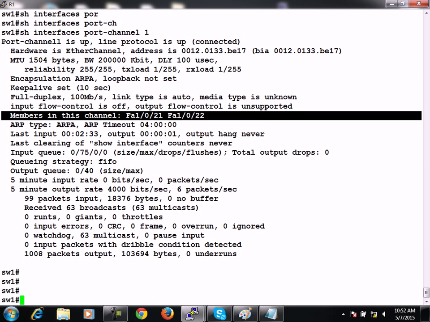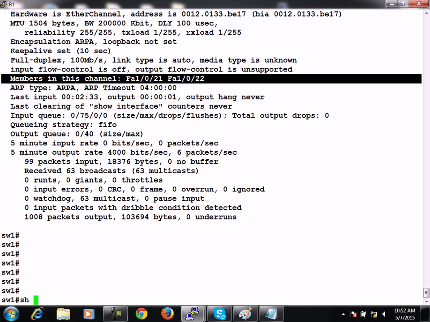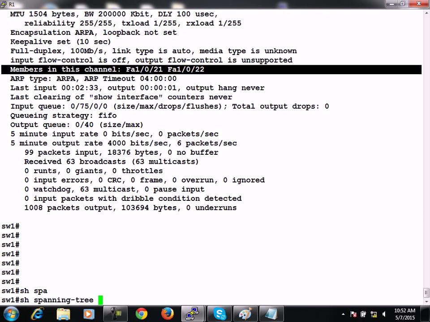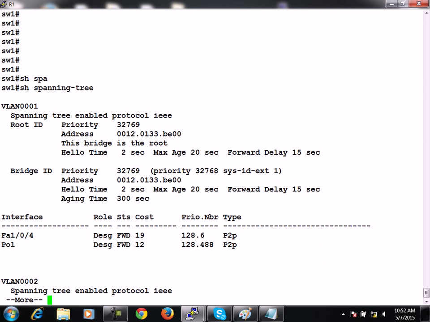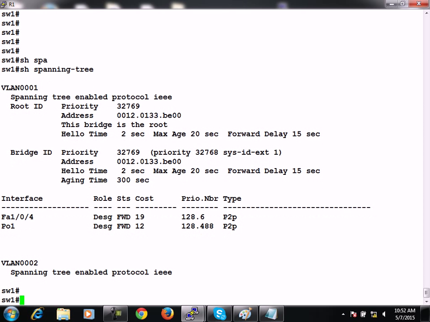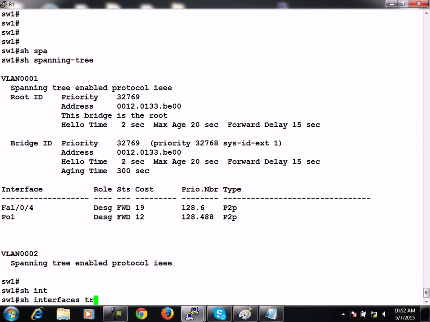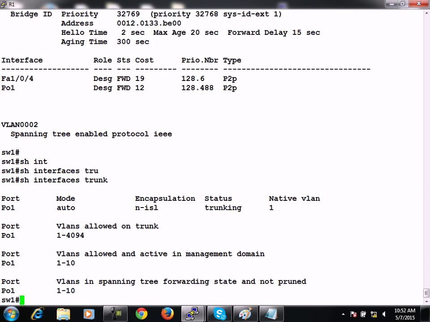And the second thing is show spanning tree. You will see that only the port channel is there. Those physical links will never appear in the output of the spanning tree, right? And show interface trunk. If you configure this command, then also it will show you only and only the port channel instead of showing physical ports.